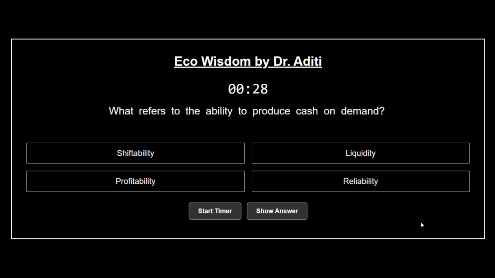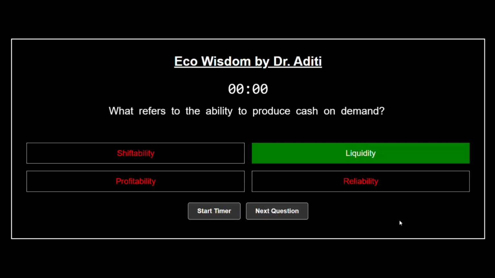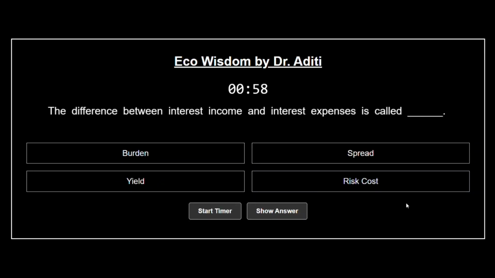Come on. Still half a minute left. Last 10 seconds almost. Yes. We hear this word very often, and it is liquidity. So cash refers to liquidity. Next question is, the difference between interest income and interest expenses is called as what? Burden, spread, yield, and risk cost.